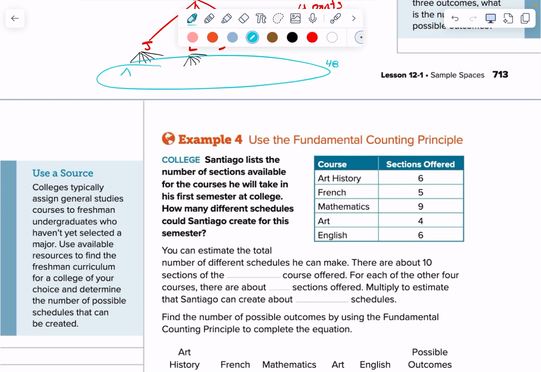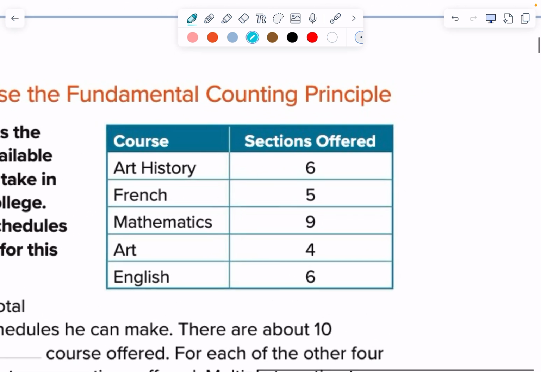Santiago lists the number of sections available for the courses he will take in his first semester at college. How many different schedules could he take? So there are 6 different sections of art history. Wow. That would be nice for Mrs. Cleaver to have that many sections when she goes to put you guys into slots, right? Versus one section for geometry you have to take at 8th period. Okay. All right. 6, 5, 9, 4, 6. What are you doing? Multiplying them all together. How many different class schedules could you have if you multiply them together? 6 times 5 times 9 times 4 times 6.